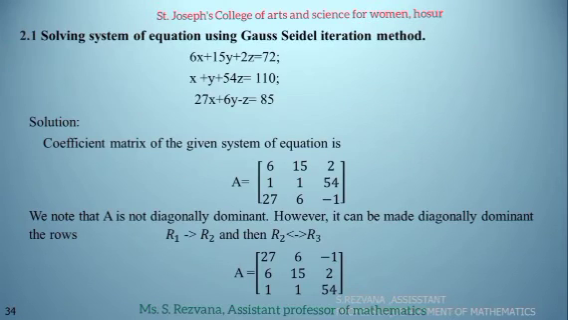So let us solve using the Gauss-Seidel method. They have given a system of simultaneous equations over here. The coefficient matrix of the system of equations, A, is this matrix. You can interchange rows and columns so that it is easy to perform the operations. So I have interchanged R1 with R2 and R2 with R3, and I get the result like this.